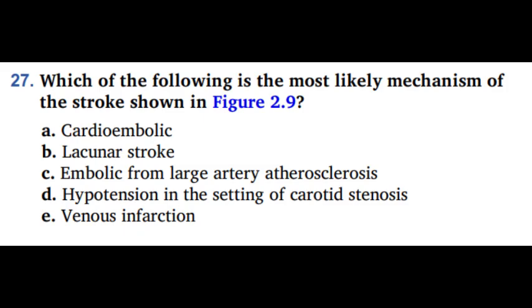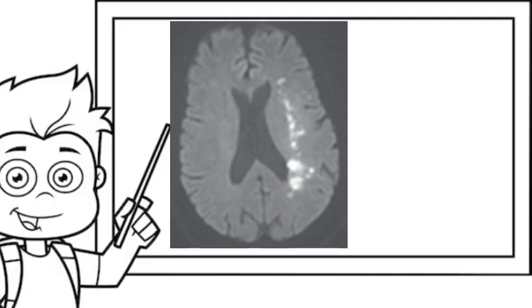We have question 27. Which of the following is the most likely mechanism of the stroke shown in figure 2.9? A. Cardioembolic stroke. B. Lacunar stroke. C. Embolic from large artery atherosclerosis. D. Hypotension in the setting of carotid stenosis. And E. Venous infarction. Now let's take a look at our imaging.